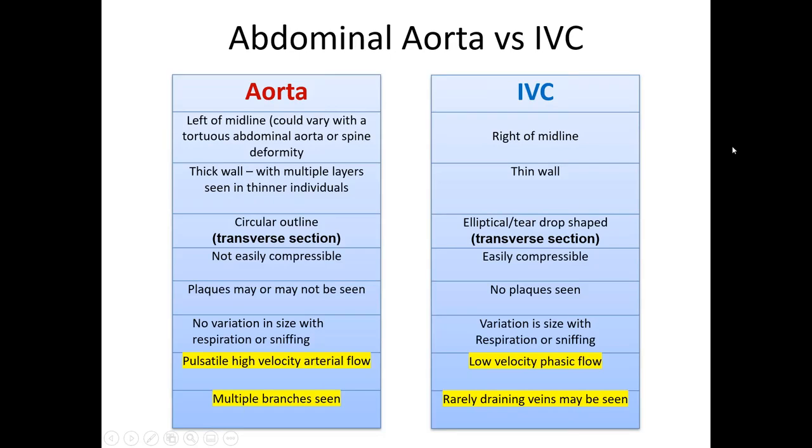Very briefly, about how we differentiate between the two vessels. The aorta is going to be towards the left of the midline. On the ultrasound image, it's going to be displayed on the right side, and the IVC is going to be right at the midline. It's a thin-walled structure. The aorta has much thicker walls. You can even see the layers in thin individuals. It's roughly circular in cross-section, and it shows pulsatility. If you're not so sure, you can do a spectral Doppler and see pulsatile flow. You can also appreciate the blood vessels that arise from the aorta.